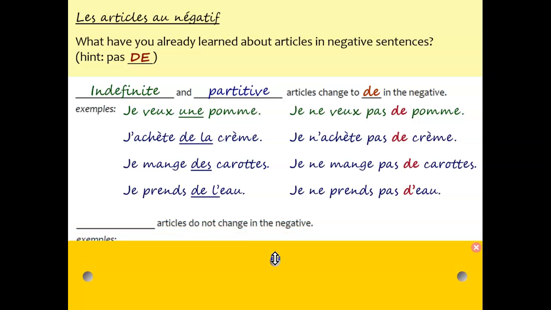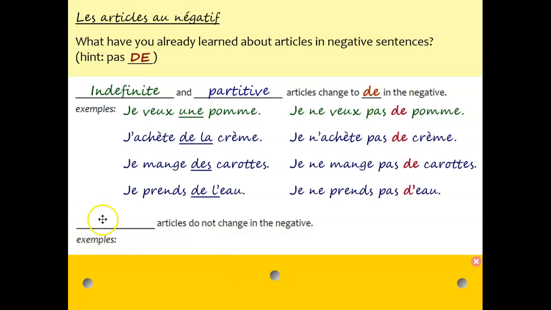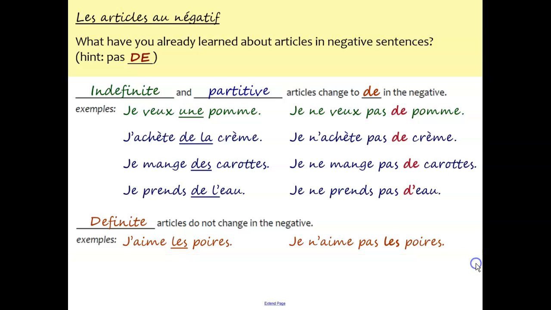However, you need to know that definite articles, which are the ones that mean the, those do not change in a negative sentence. They stay exactly as they are. So we would say, j'aime les poires. I like pears. Je n'aime pas les poires. I do not like pears. Okay, so even though we have a positive and a negative, we're not changing it here.